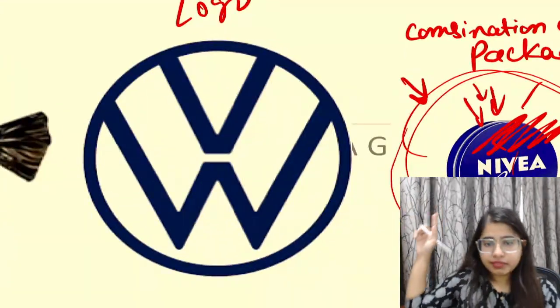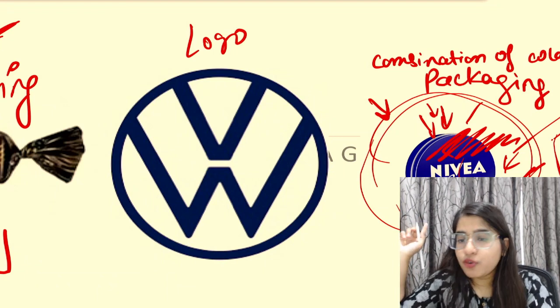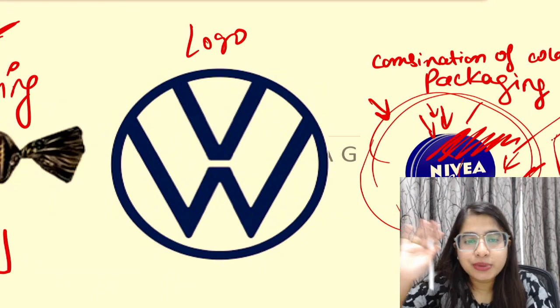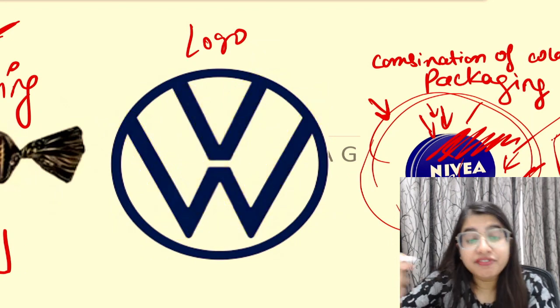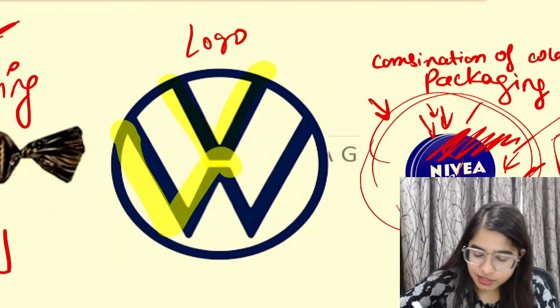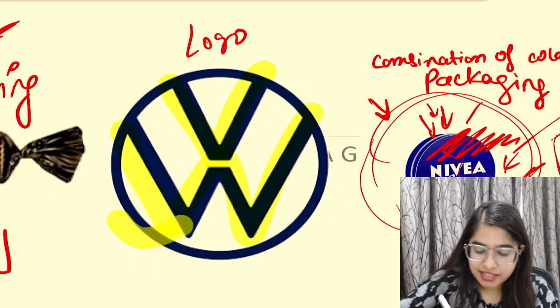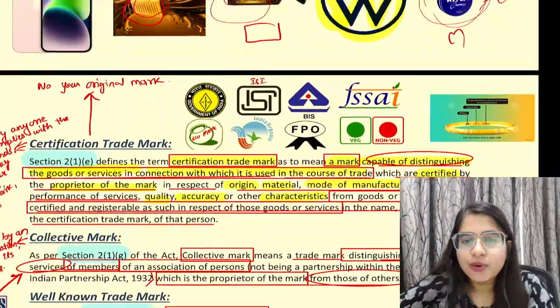Example, this Volkswagen. If you see the logo of Volkswagen, what is this? Nothing but two letters. They have simply written a W, and in this W there's a hidden V. Hidden V, like here. So Volkswagen, you can say two letters they have used to make the logo.